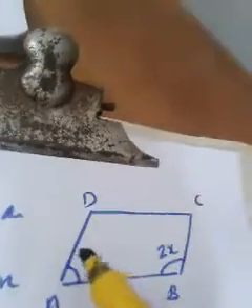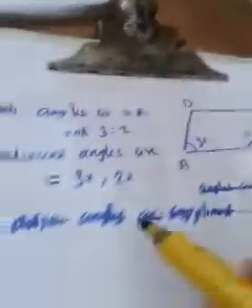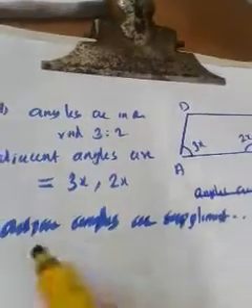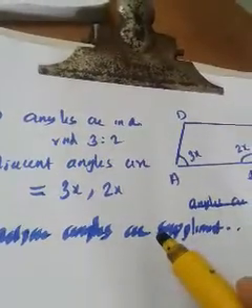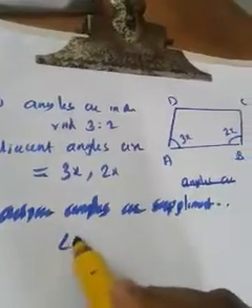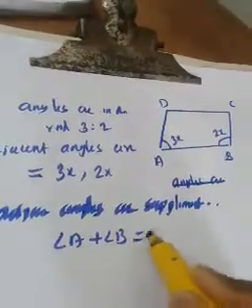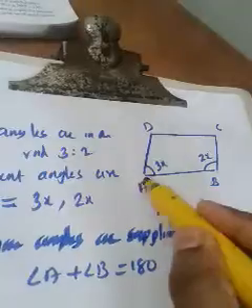3x and 2x. That means we took the first angle as 3x and the second angle as 2x. And we know that adjacent angles are supplementary. What do you mean by that? The sum of the adjacent angles should be 180. That means, can I write angle A plus angle B is equal to 180? Isn't it? Because these are adjacent angles.